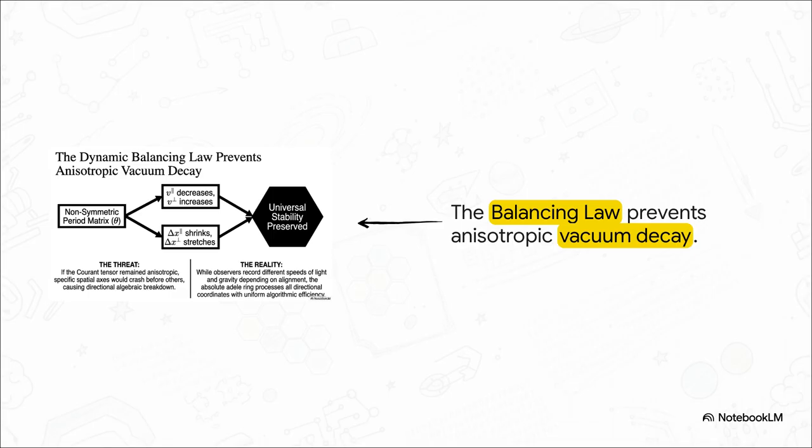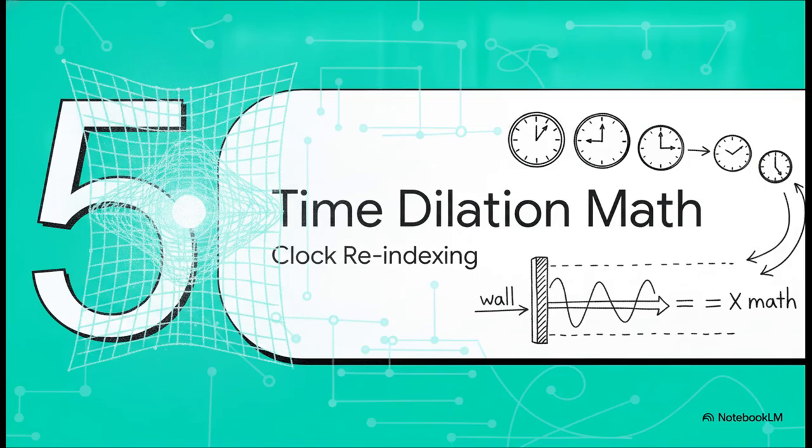If it didn't do this, specific spatial axes would inevitably breach the stability limit way before others, and that would cause directional algebraic crashes left and right. But this exact mathematical cancellation proves that the absolute Adel ring actively preserves universal computational stability. It completely neutralizes any chance of anisotropic vacuum decay. Next up, part 5, the math of time dilation.